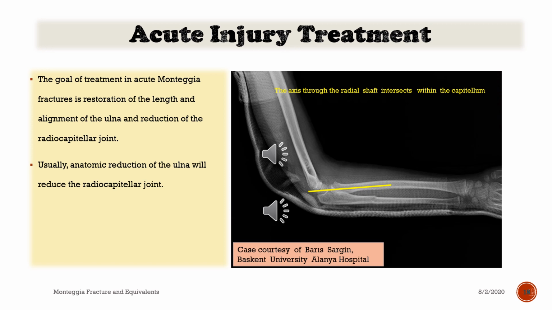Look at the radiograph. Dr. Baris from our institution reduced the ulnar fracture, and the radiocapitellar dislocation is also subsequently reduced. Case courtesy of Baris Sargin.